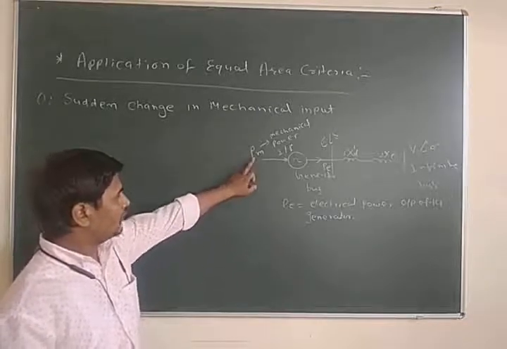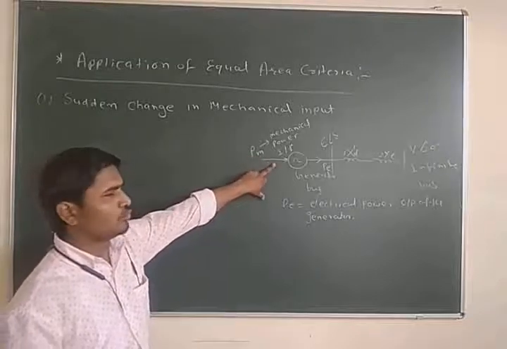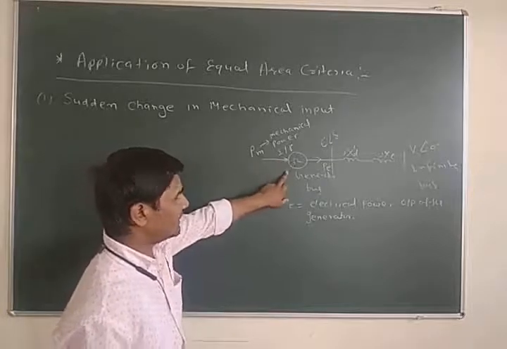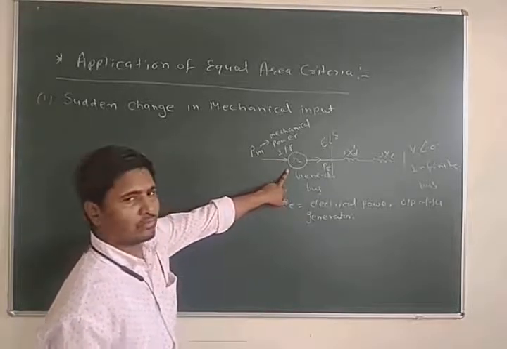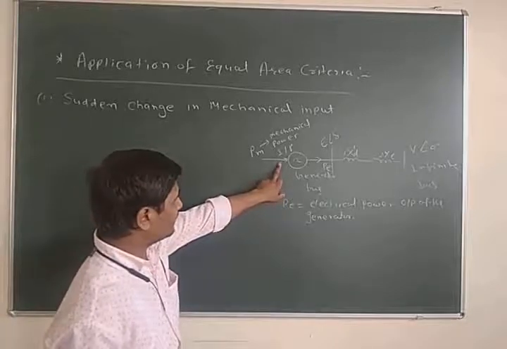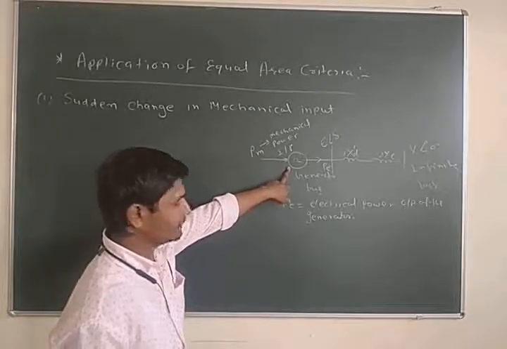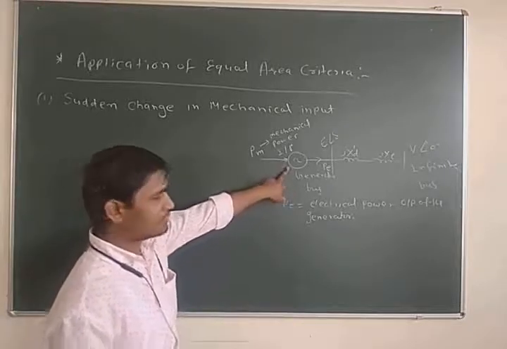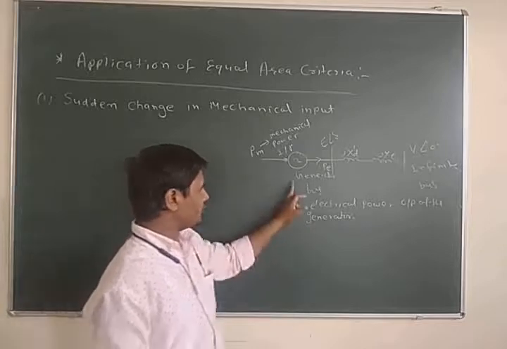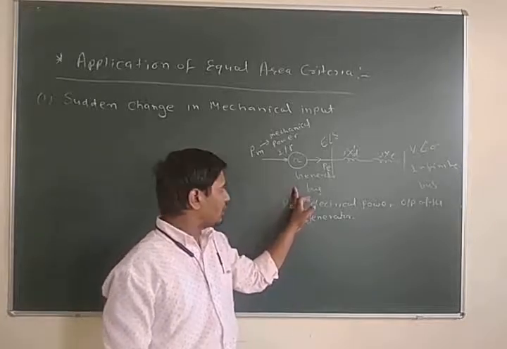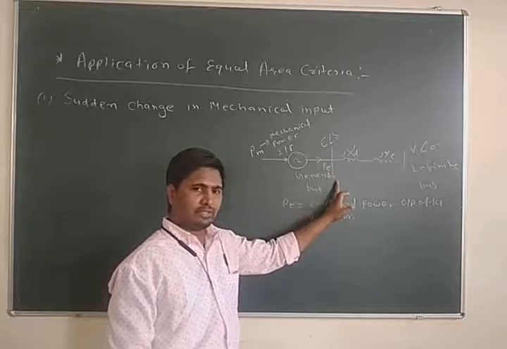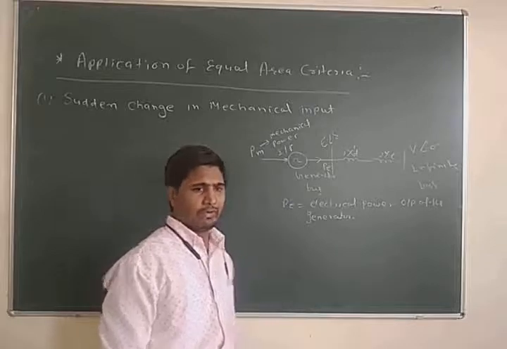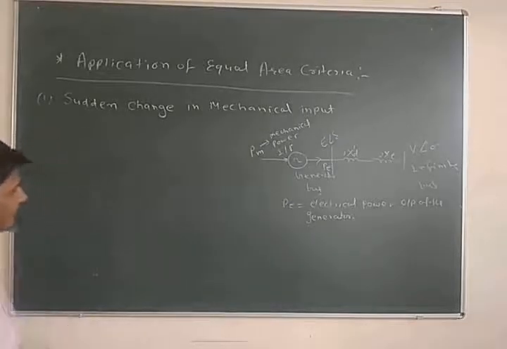Now we are changing the mechanical input to the alternator. Because the alternator is connected to the turbine, the speed of the turbine increases, due to which the alternator rotor rotates above its synchronous speed, or we can say the rotor speed also increases. Due to the change in speed of its rotor, the electrical output also changes, due to which our rotor angle delta will also vary. So now we discuss this phenomenon.